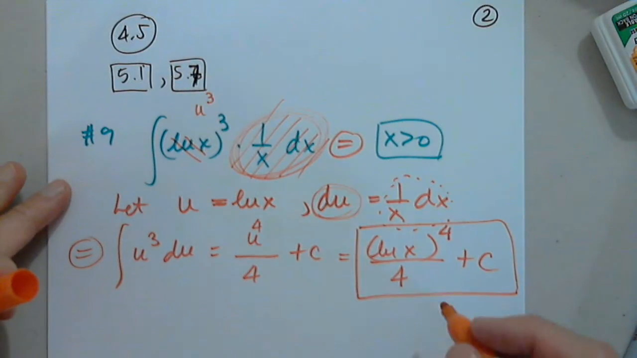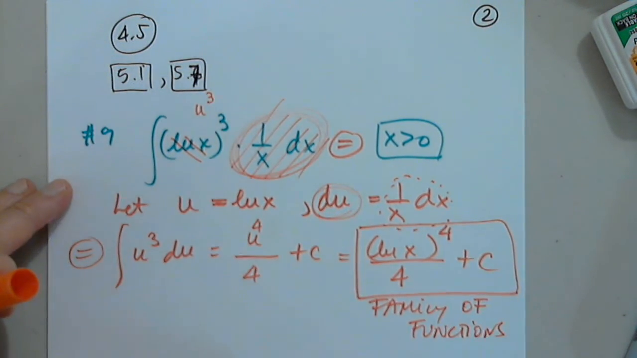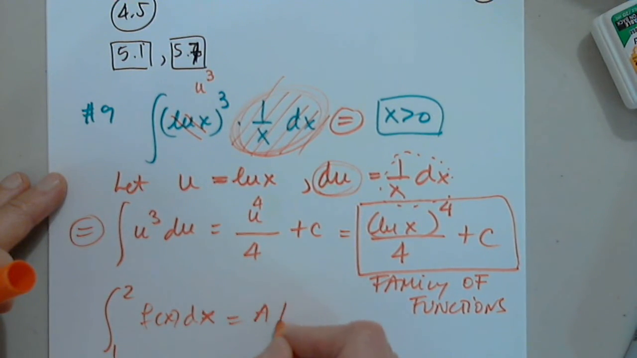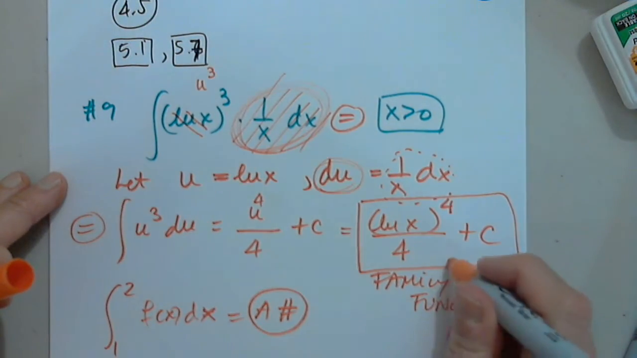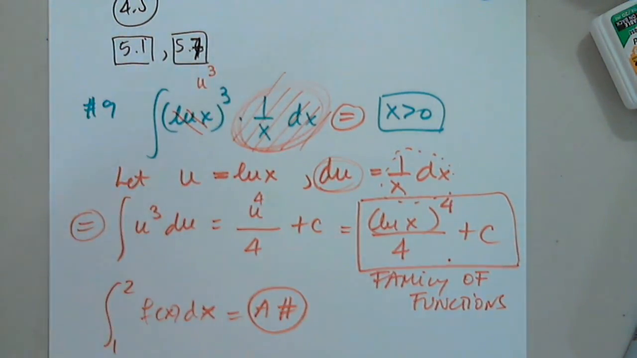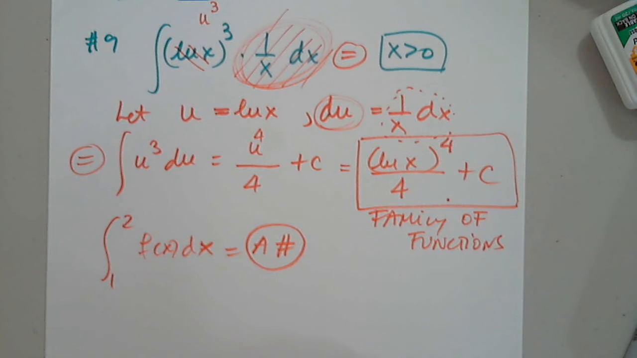Remember, the indefinite integral is a family of functions. The definite integral, let's say from 1 to 2 of f of x dx, is a number. This can be checked. I can differentiate both sides and I'll get the same function. This one cannot be checked. Very good pick. So let's see others.